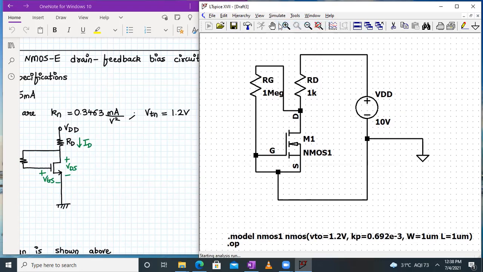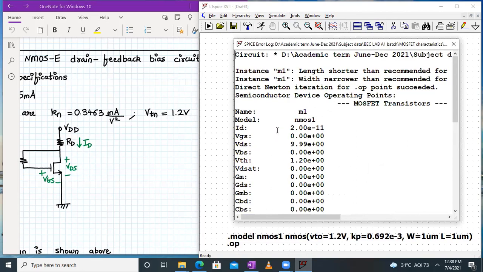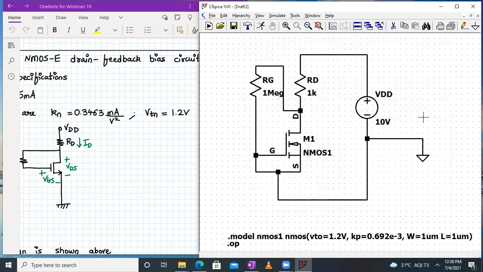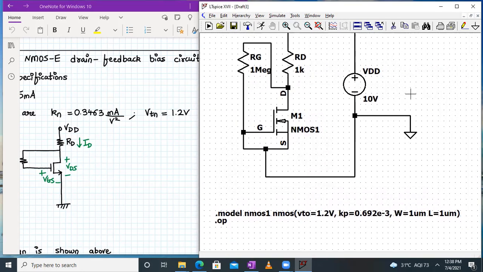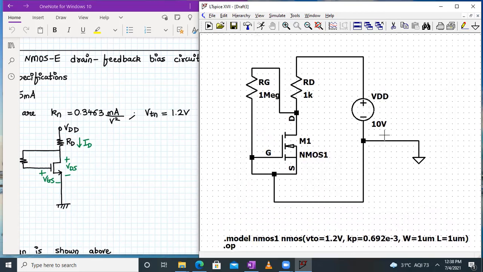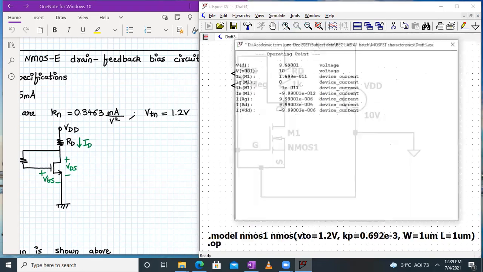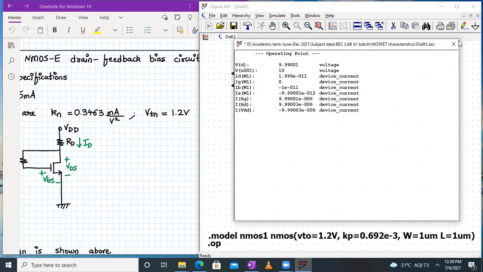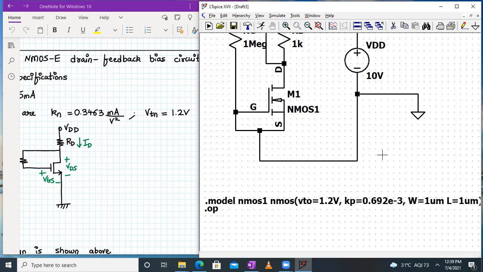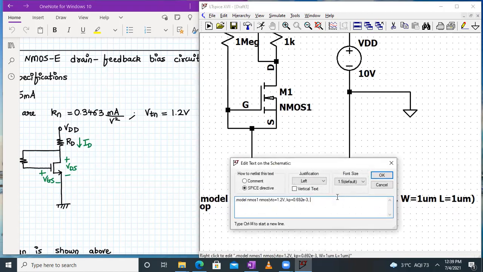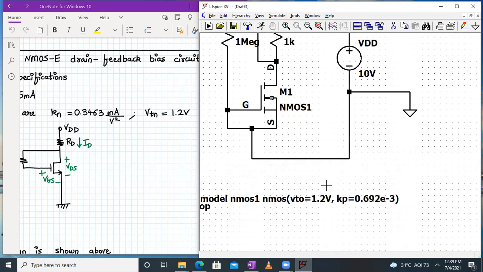So we'll go to simulate, click on run, close this window, go to view and check the SPICE error log. Let's wait. Okay, so the values are proper. VDD is given as 10 volt. Let me check if everything is properly placed. This W and L, let me remove it. So I'll only put 0.692 into 10 raised to minus 3, and VTO is 1.4 volt.